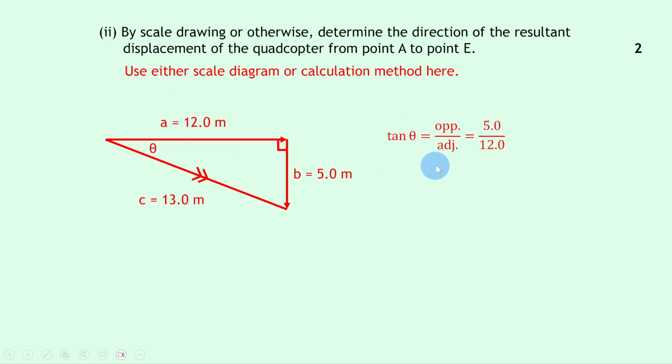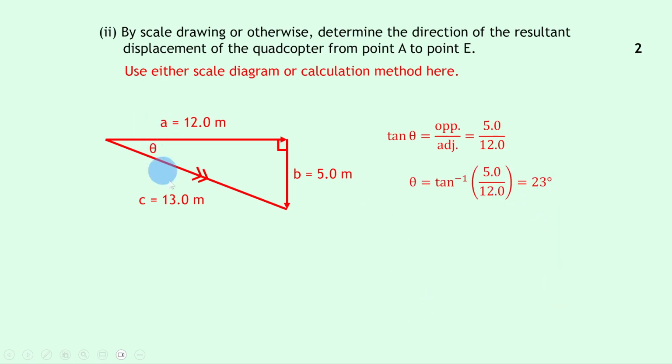So we're going to use tan theta equals opposite over adjacent. Opposite the angle is 5 metres and adjacent is 12 metres, so we have 5.0 divided by 12.0, and then to get theta on its own we can take the inverse tan or shift tan in your calculator of 5.0 divided by 12.0, and that should give you an answer of 23 degrees.